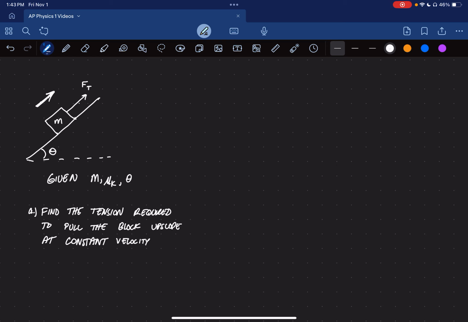We're pulling a block with a rope tension force, and it is going upslope. There is friction. Given the mass, the coefficient of kinetic friction, and the angle theta, let's find the tension required to pull the block upslope at constant velocity. First thing I'll do is draw a free body diagram.